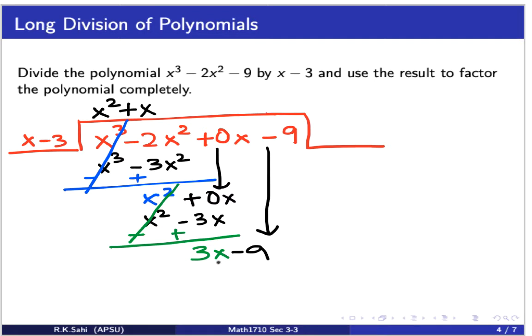Now we have to multiply this divisor again by a term which will cancel 3x. And the number is 3. So we write positive 3. So 3 times x, 3x, minus 9. We normally go ahead and change the signs. And everything cancels out. We get a 0.